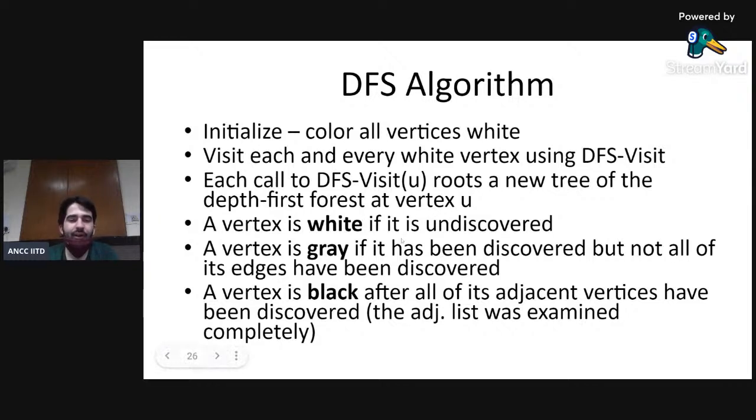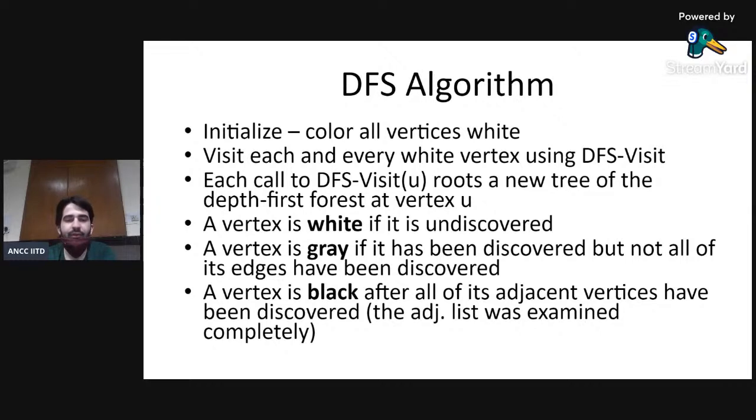And a vertex is white if it is undiscovered. It's the same notion as before. And a vertex is gray if it has been discovered, but not all of its edges have been discovered yet. So it might be that a portion of that vertex has been discovered and another portion is still pending. So it is still under exploration. And the vertex is black if the exploration is complete.